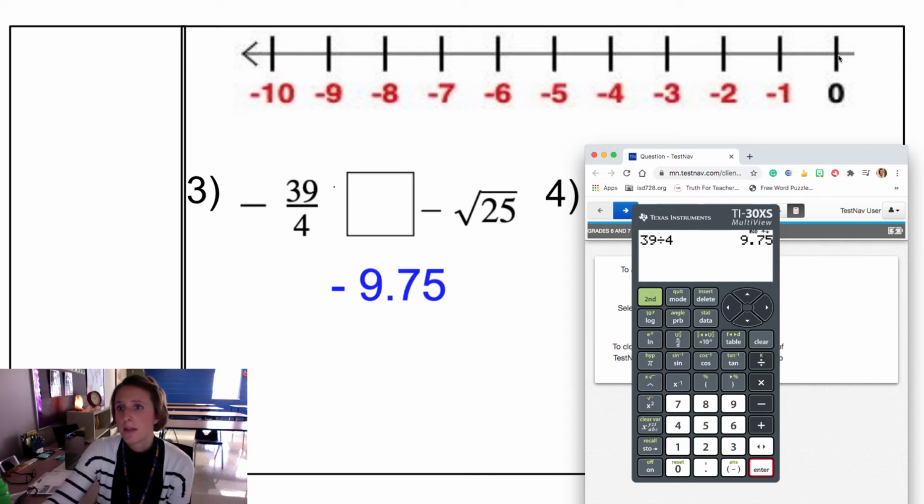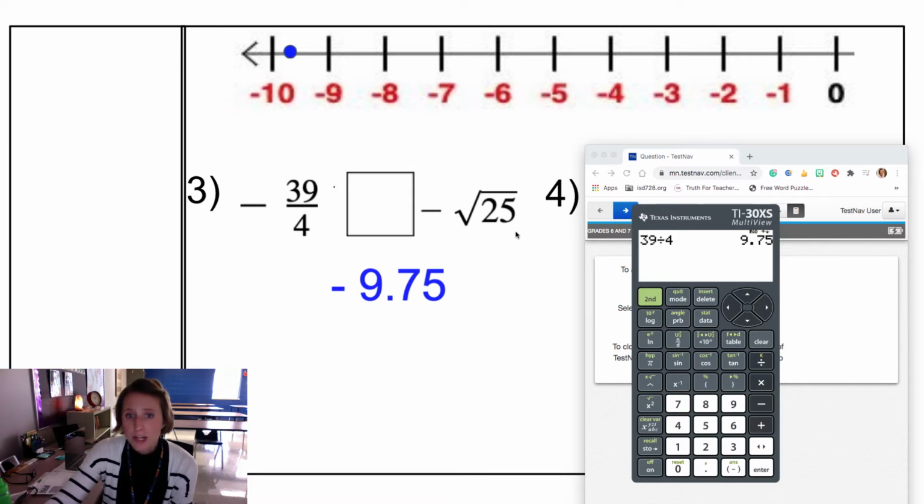Here's 0. Look up at the number line. Negative 1, negative 2, negative 3, negative 4, negative 5, negative 6, negative 7, negative 8, negative 9. Negative 9 and 75/100 is going to be closer to negative 10 than it is to negative 9. So you can see it right there.